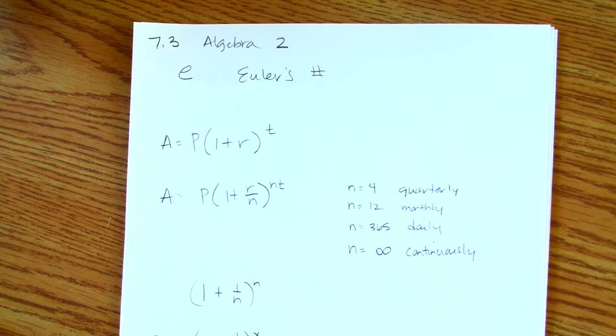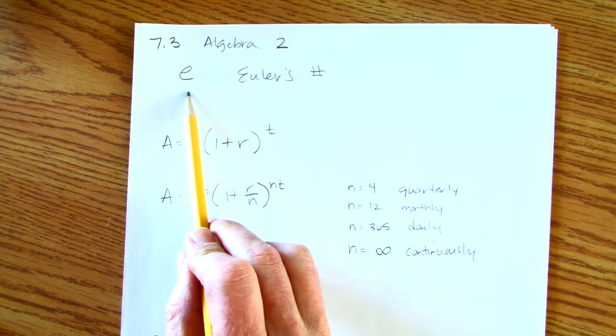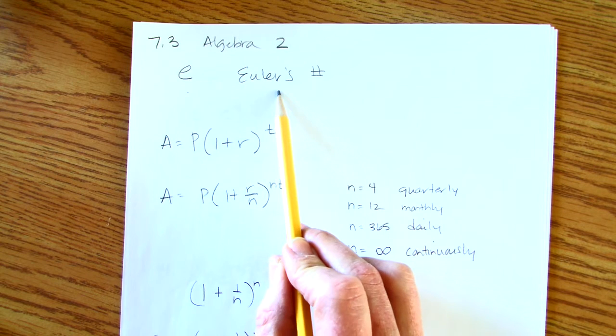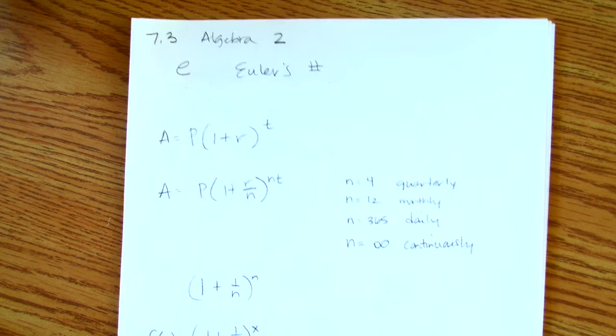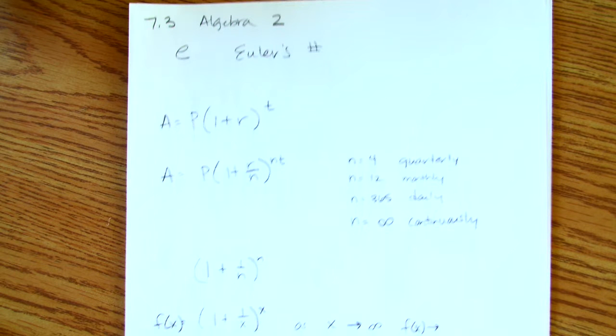Okay, 7.3, let's talk about the number e. It's known as Euler's number. That's how you pronounce Euler. Some famous mathematician, don't know much more than that.